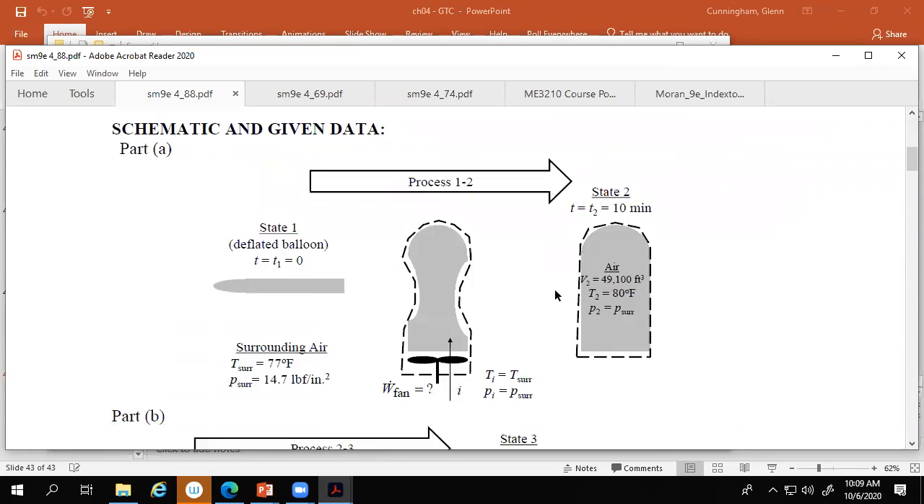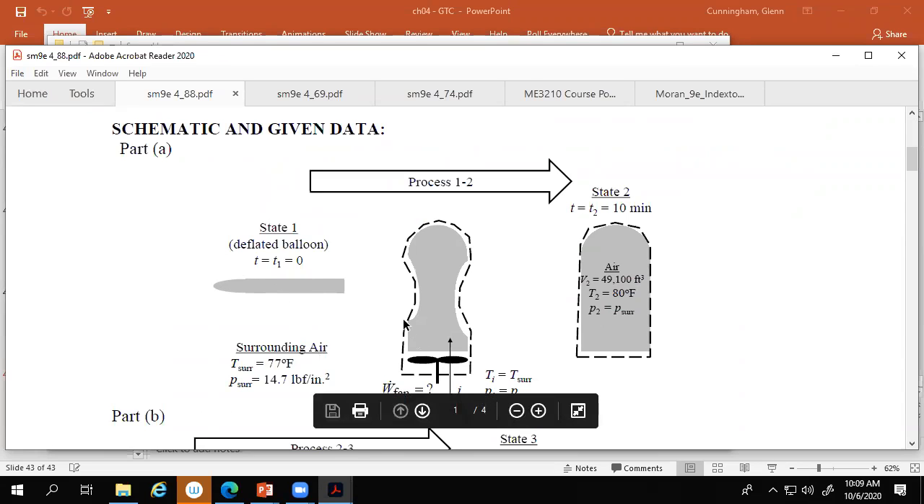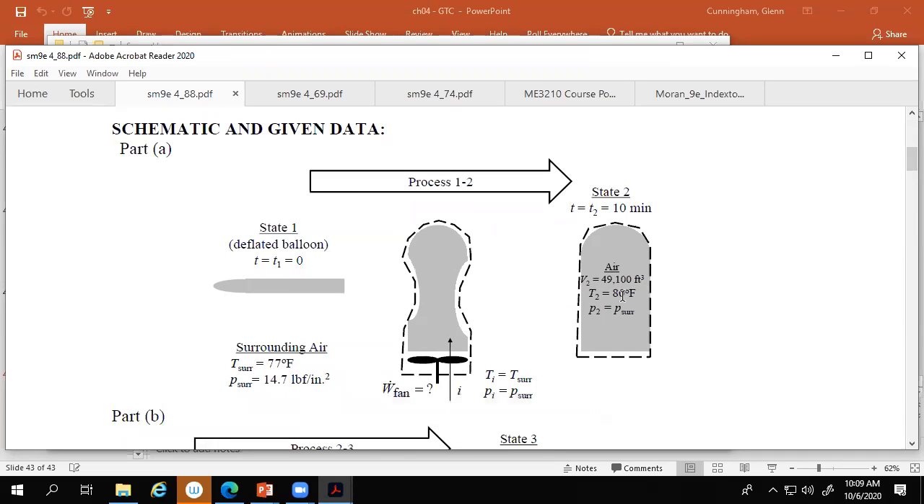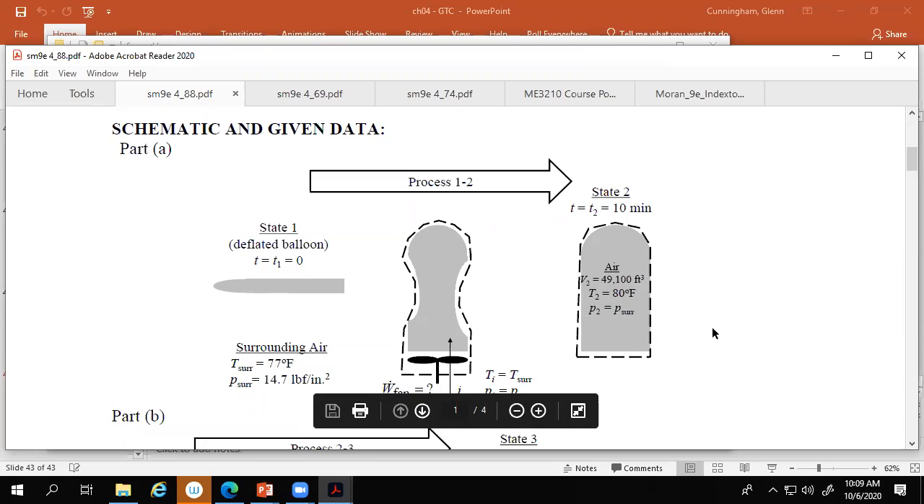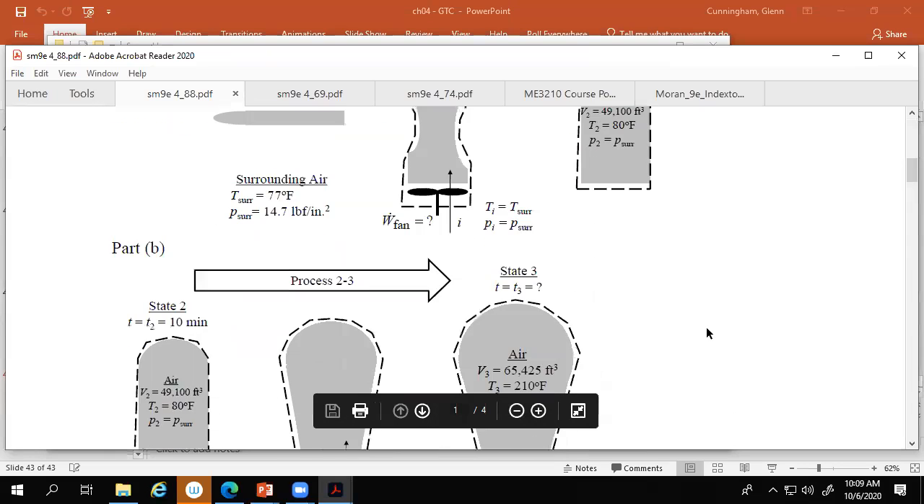So anyway, there's process 1 to 2. So there's our balloon laying flat on the ground. I love the illustration too. And so we hook a fan up to the inlet, we start blowing air into it, and it starts inflating. And then after 10 minutes, the volume of this thing is 49,100 cubic feet. It's 80 degrees, and the pressure is 14.7 there. So just assume it's the same as the surrounding. So that's the first part of it.